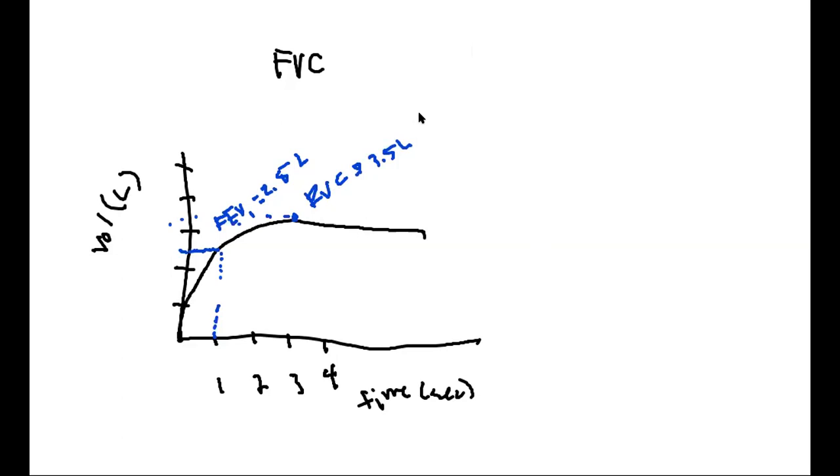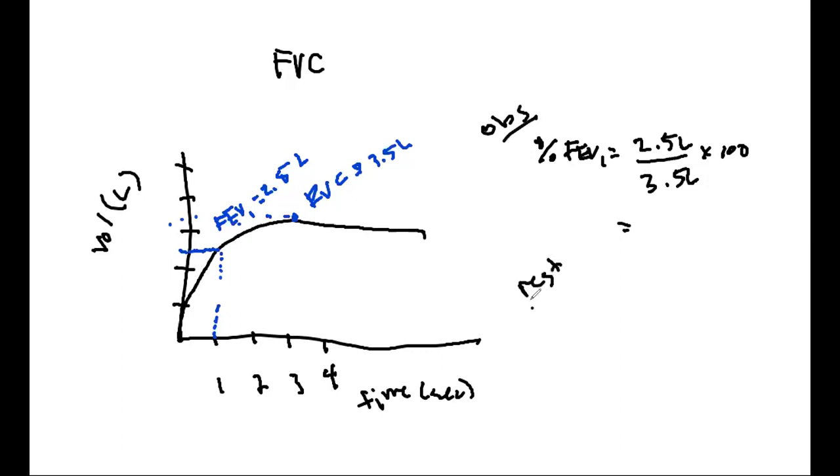Okay, so let me change the colors. So your percent FEV1 would be 2.5 liters divided by 3.5 liters times 100. Okay, and that would give you your percent FEV1. So this is the test you would use to figure out if you have an obstruction. For a restriction, you're looking at your actual forced vital capacity.